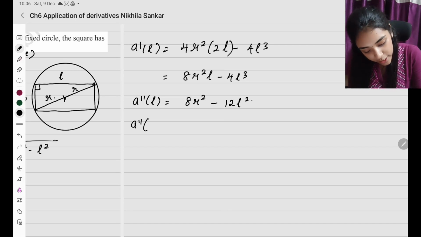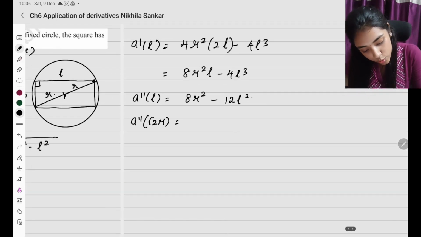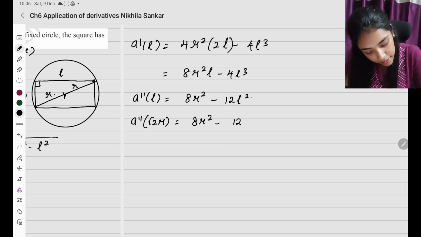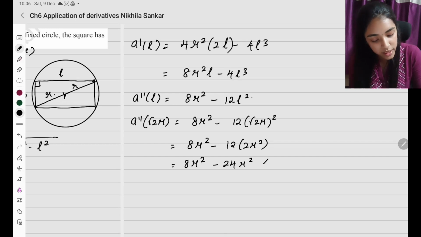Now I found my value of L to be root 2R. Root 2R substitute panna, I have 8R square minus 12 times L square, which is root 2R the whole square. So this is going to be 8R square minus 12 into root 2R square is going to be 2R square. So this is going to be 8R square minus 24R square, and I see that the value is going to be less than 0. So we are talking about the maximum value.